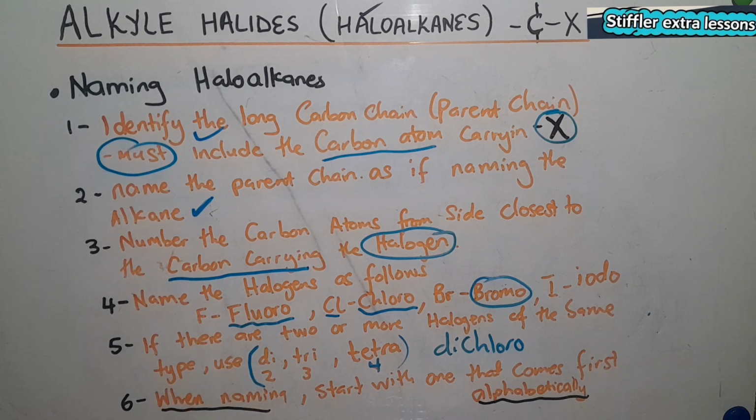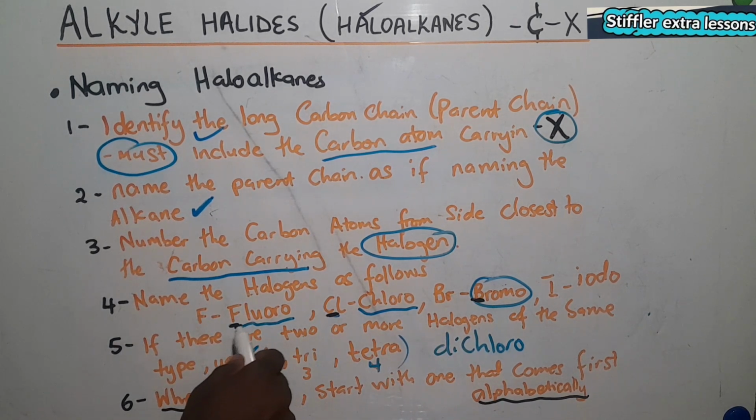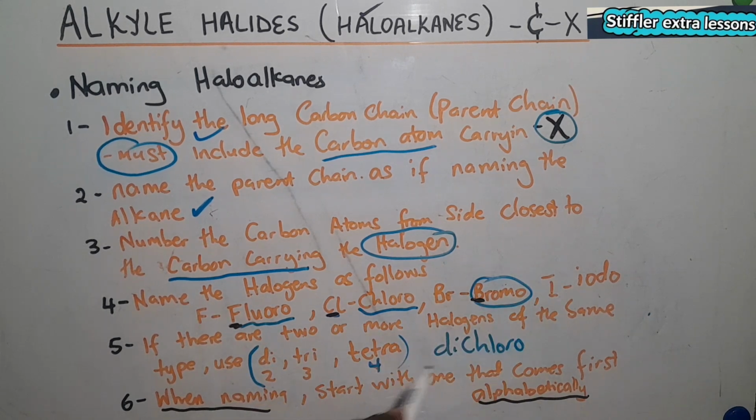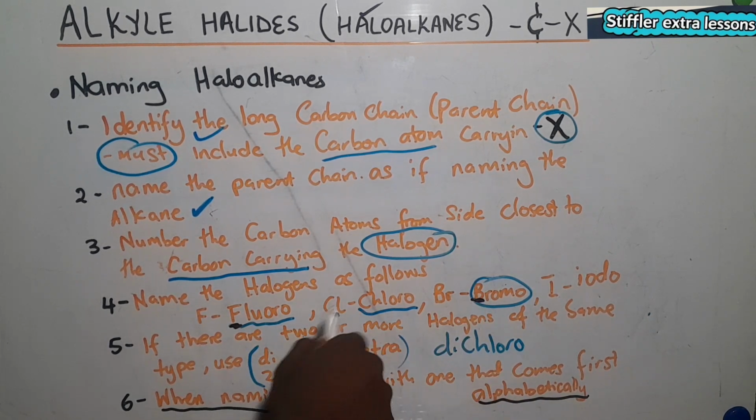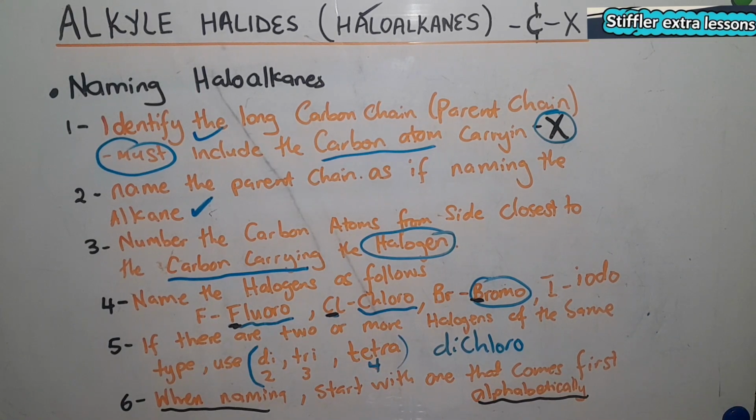right? It is quite obvious that B comes before C, and C comes before F, and F comes before I. So it means that you first name the bromo, then the chloro, then the fluoro, and lastly the iodo. Always remember to put the number of the carbon on which that halogen is situated. So if it is situated on carbon number 2, then you include 2-fluoro, and then you name the rest. Now we are just going to go through a couple of examples, and we'll see how we can name them.